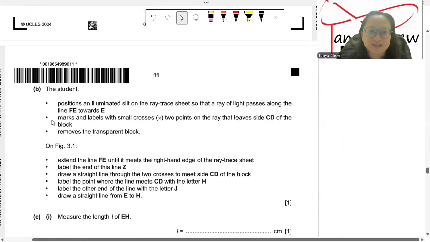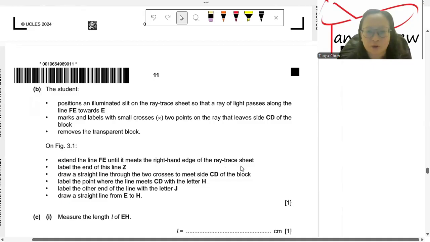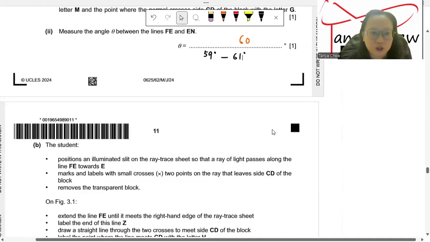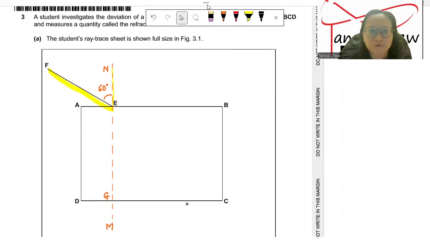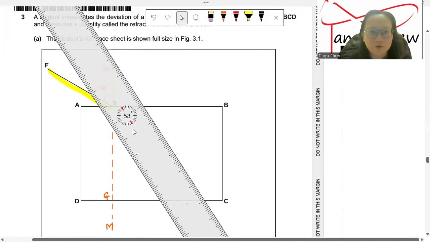B, the student positions an illuminated slit on the ray trace sheet so that a ray of light passes along line FE towards E, marks and labels with small crosses X 2 points on the ray that leaves side CD of the block. Removes the transparent block. On Fig 3.1, extend the line FE until it meets the right-hand edge of the ray trace sheet. I have to extend it, so I have to use a ruler to draw it.